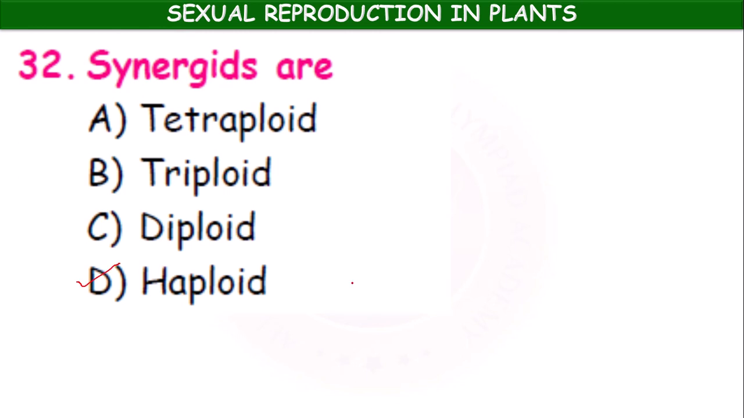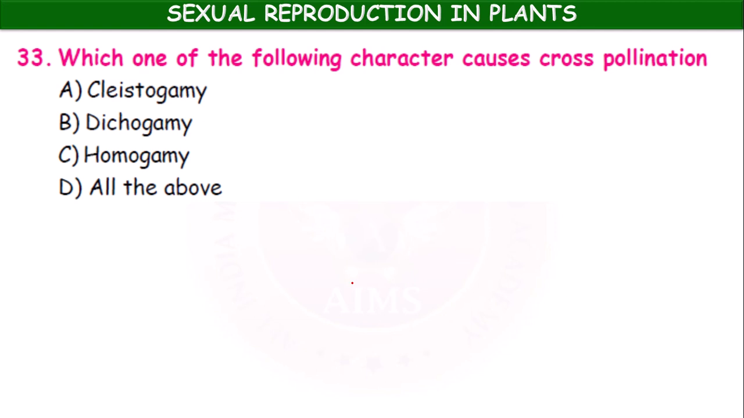cells present near the micropylar region of the ovule. Which one of the following characters causes cross pollination? Cleistogamy, dichogamy, homogamy, all the above. Which one? It is only dichogamy.